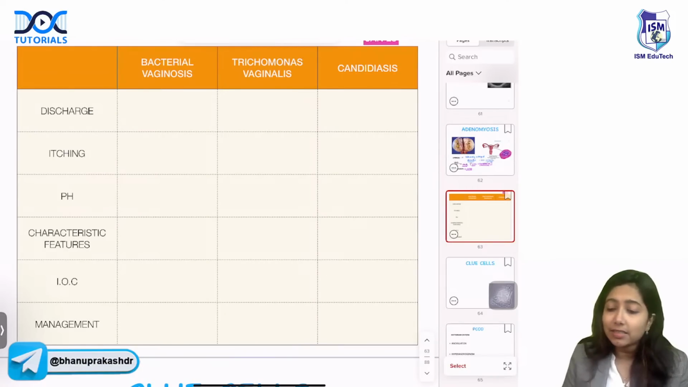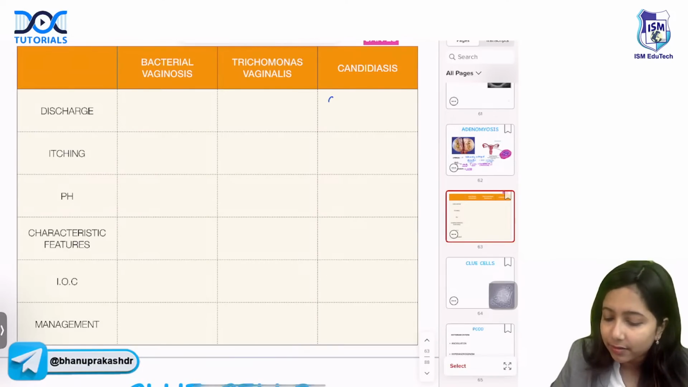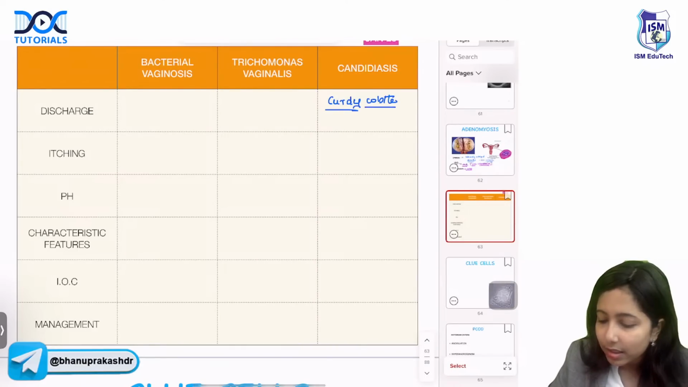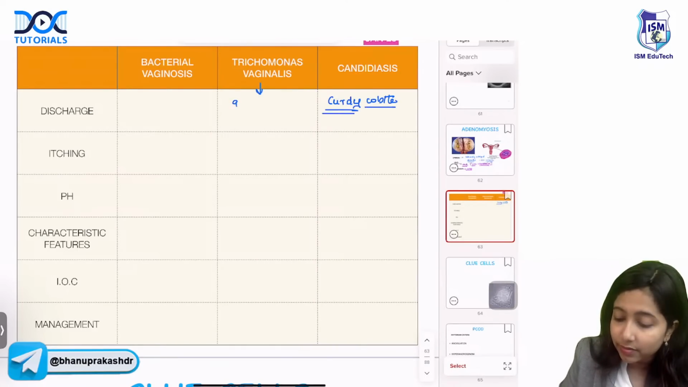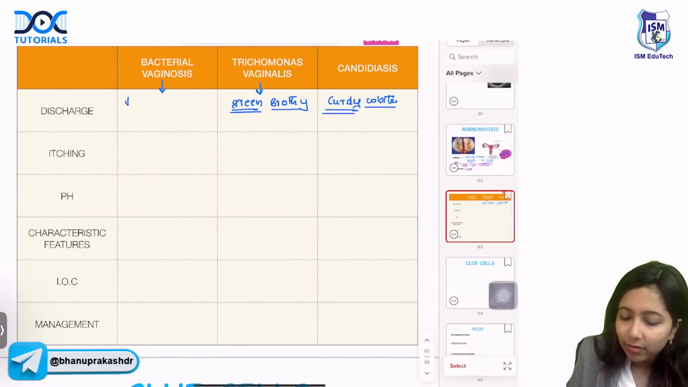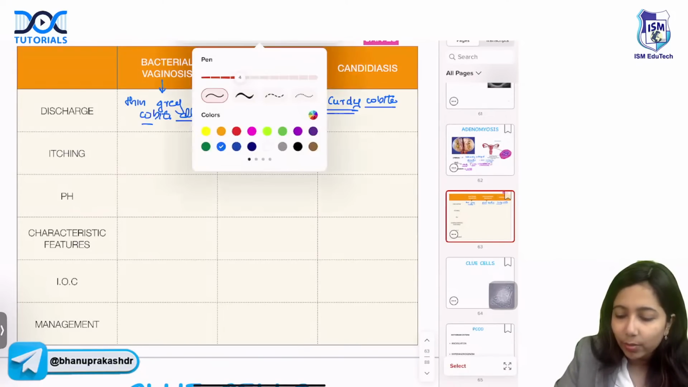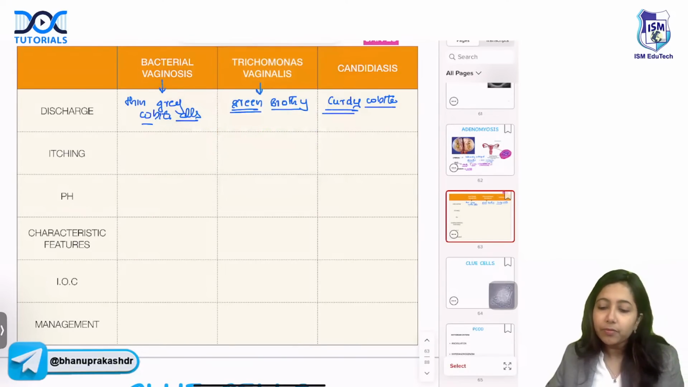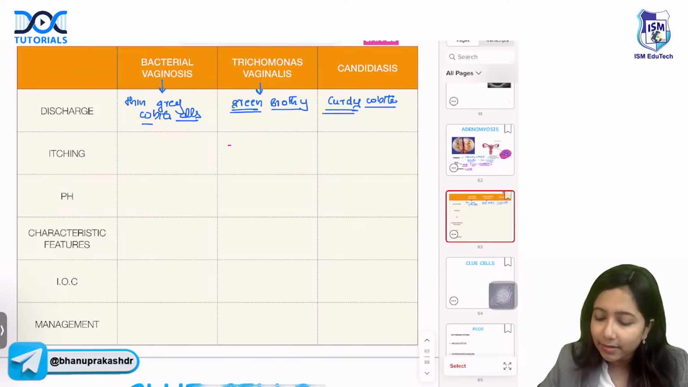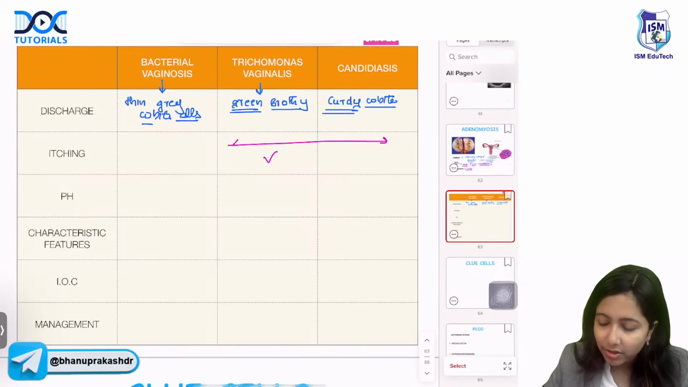In candidiasis, the discharge is curdy white. In trichomonas vaginalis, you see a green frothy discharge. In bacterial vaginosis, there is a thin gray-white discharge. In candidiasis as well as in trichomonas vaginalis, there can be presence of itching.